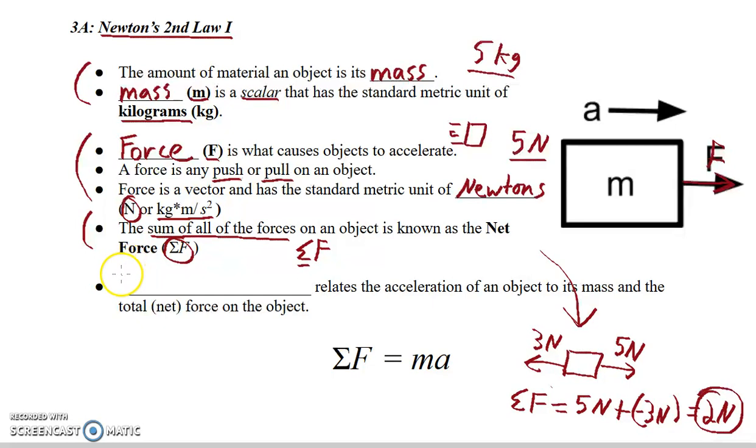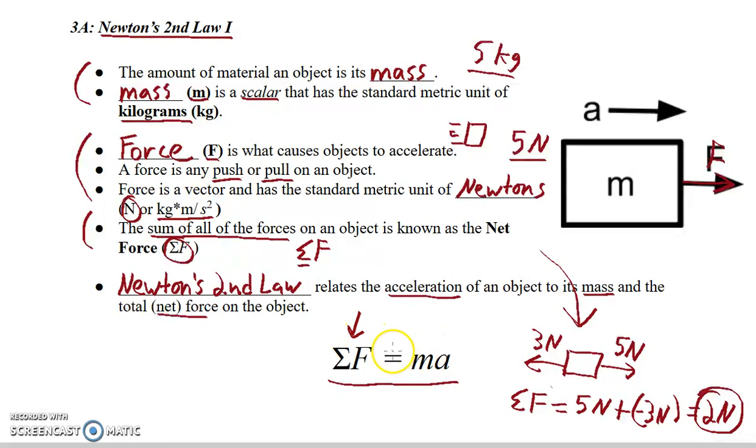The last thing for this section is an equation, and it's called Newton's second law. So this equation relates acceleration to the mass of an object and the net force on that object. So this is the equation right here. This is the net force. So it basically says if you added up all the forces acting on an object, that would be equivalent to that object's mass times that object's acceleration.